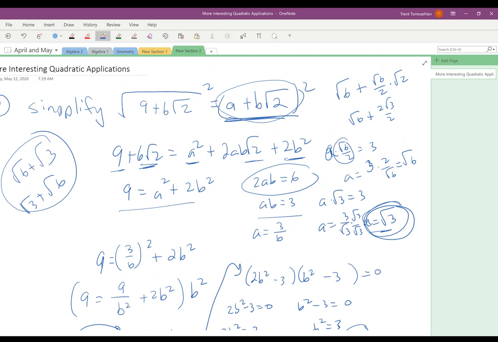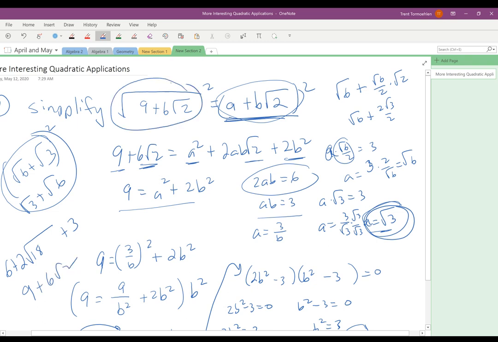We can check ourselves. If we square this, we get 6 plus 2 times root 18 plus 3, which equals exactly 9 plus 6 root 2. So that verifies that the square root of 9 plus 6 root 2 is root 3 plus root 6.